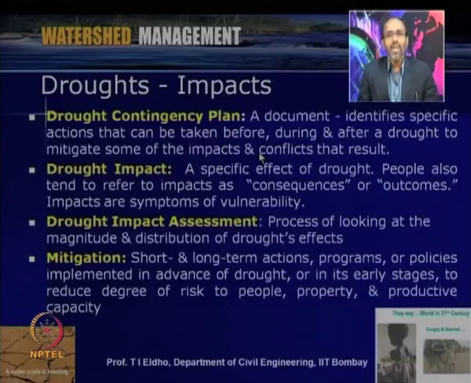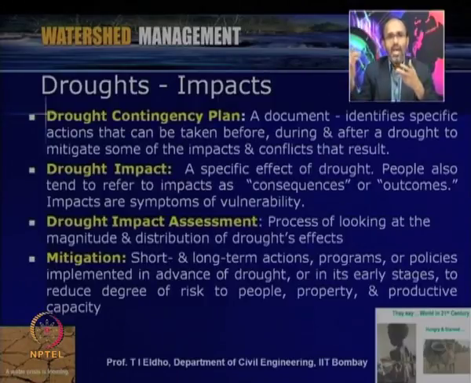As we discussed, impacts are there on the economy, agriculture, and the total ecological system. So, when we prepare contingency plans, we should have plans to deal with the situation before the drought takes place, during the drought, and after the drought. After the drought, what kind of measures are needed to regenerate the system.